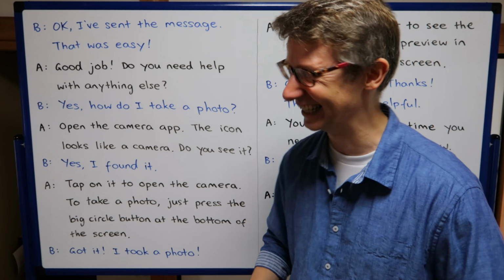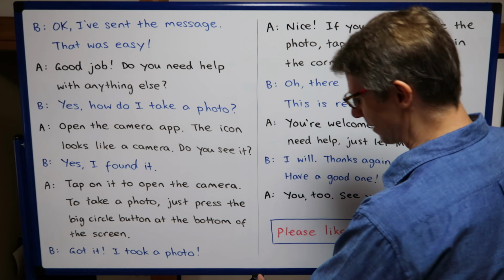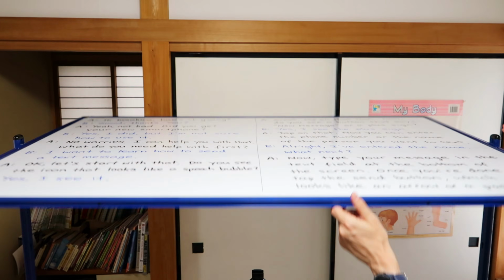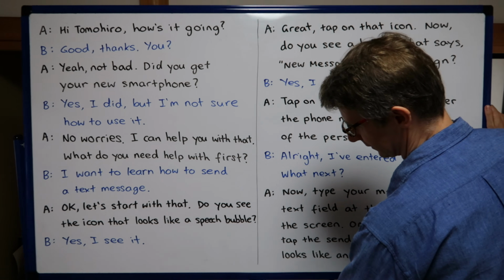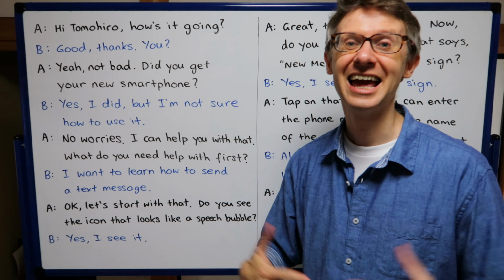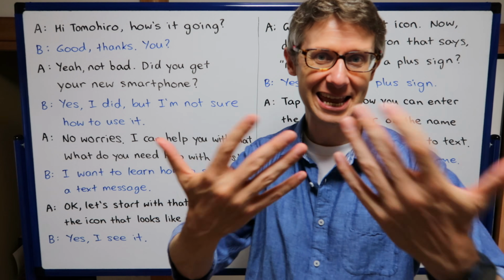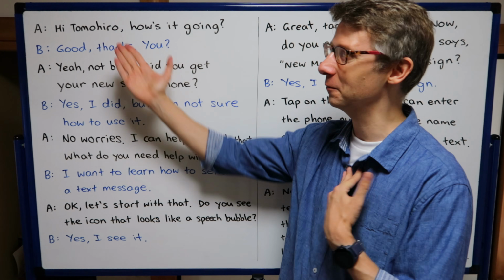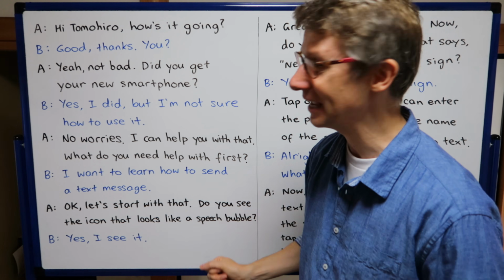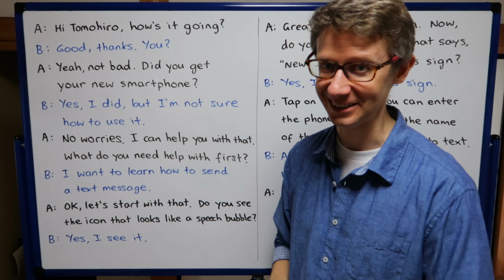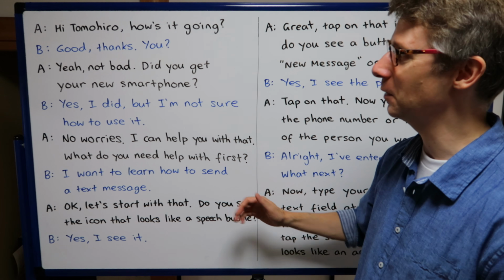Okay, how are you doing? So, let's go back again. It's time to practice A and B, okay? I'll be A, you be B, and we'll do the whole conversation. You ready? 3, 2, 1.